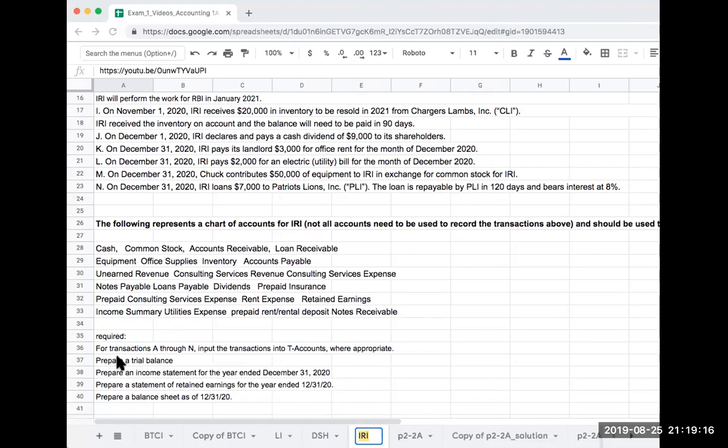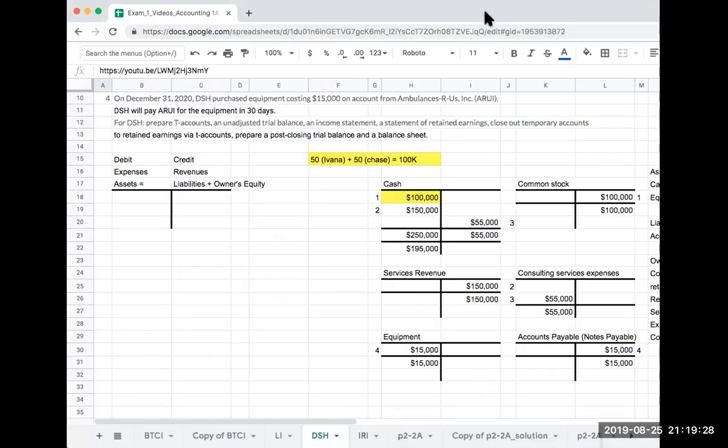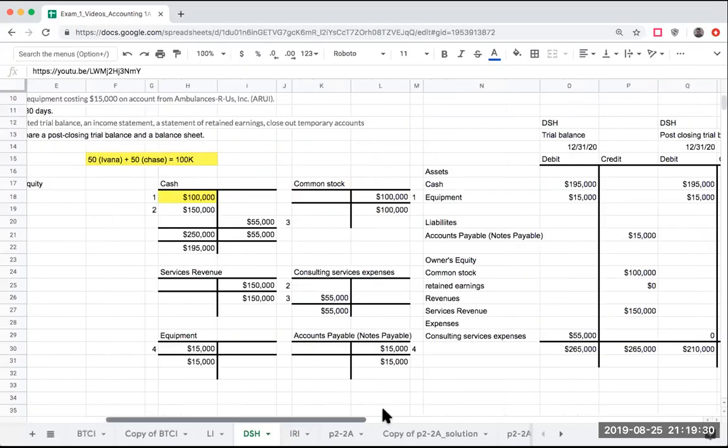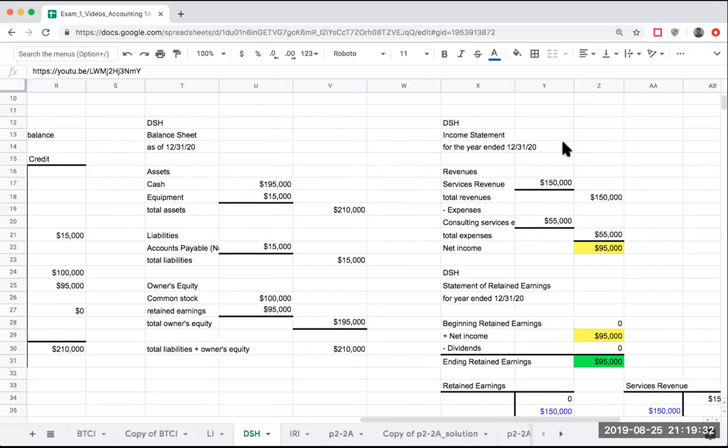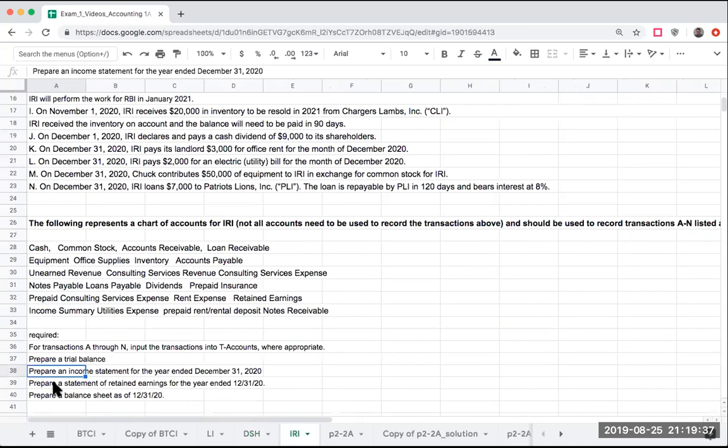And also notice here, when I'm asking you for basically an income statement for the year ending December 31st, 2020. So when you get the exam, you're going to know that when I do an income statement, it has to be for the year ended blank, right? Over here, prepare a statement of retained earnings for the year ended December 31st, 2020, which is also something we would do.